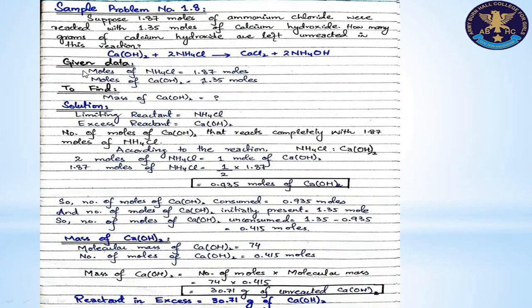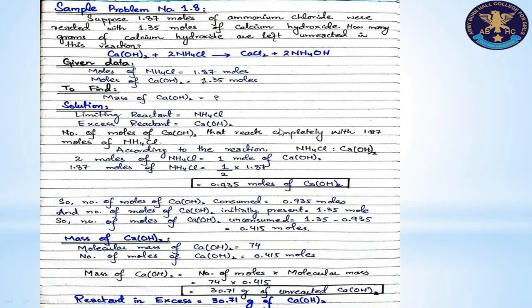In the given data of the sample problem, we are provided with the moles of ammonium chloride and the moles of calcium hydroxide. What we have to calculate is the mass of calcium hydroxide left unreacted. It means that the ammonium chloride in this example is the limiting reactant, while the calcium hydroxide is the excess reactant. So straight away we have to proceed towards the determination of the excess reactant.